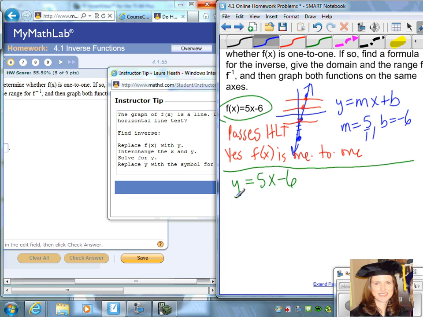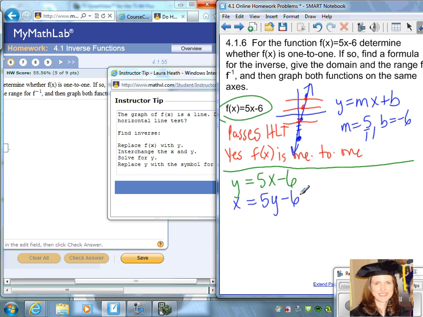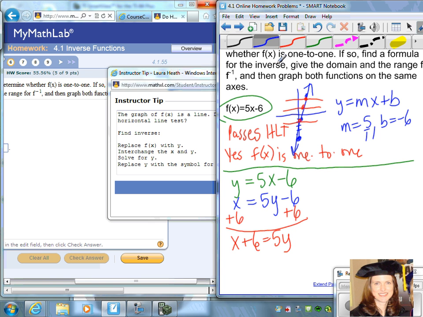And then the second step would be to interchange just the x's and the y's, keep everything else the same. So where you see a y, you're going to put an x, and where you see an x, you're going to put a y. Now we're going to solve this equation for y. I'm going to add 6 to both sides, and I get x plus 6 equals 5y. And then finally I'm going to divide both sides by 5 to get y by itself.